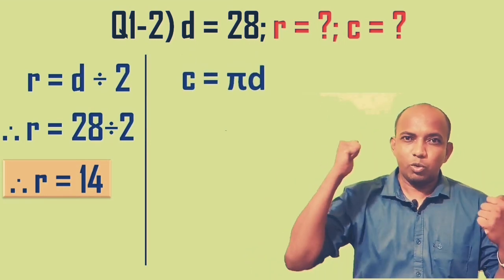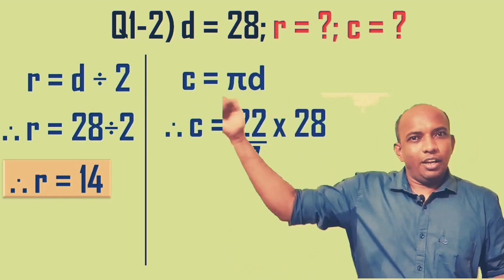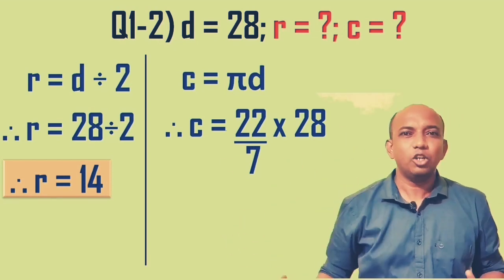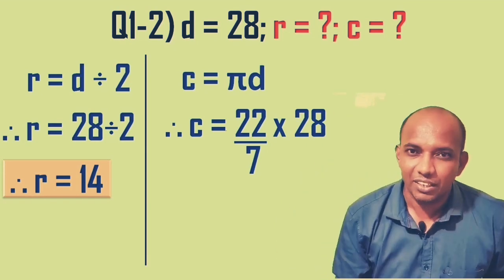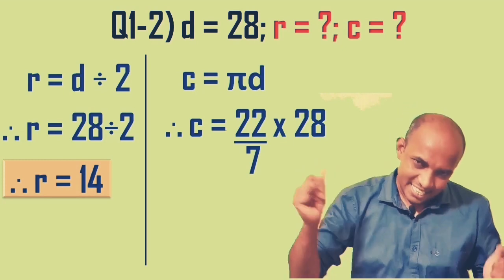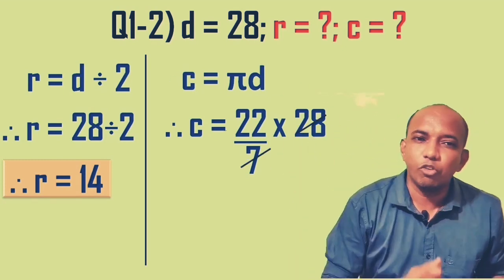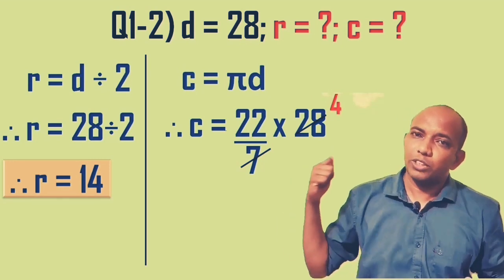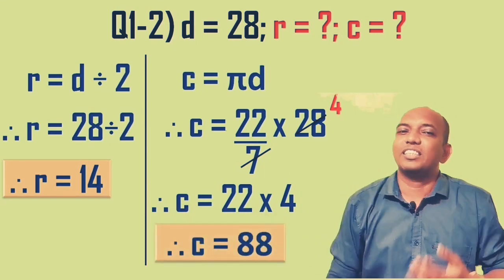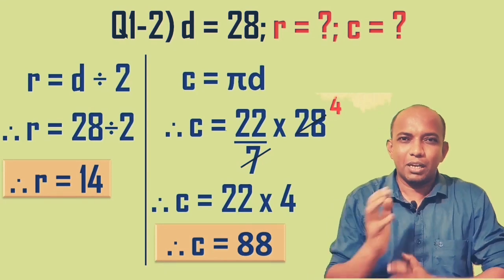Substitute the values, what we get? Yes, 22 upon 7 into 28. The way I told you, as all numbers are in multiplication, pi into d, we can cancel out the denominator and the numerator, or the number which is in multiplication with it, right? So 7 4s are 28. So 7 and 28 cancel out, that gives the result 4, and we are left with C equals 22 into 4, and that makes my answer of the circumference 88. I hope I'm making it a little sensible and it is becoming easier for understanding, right?